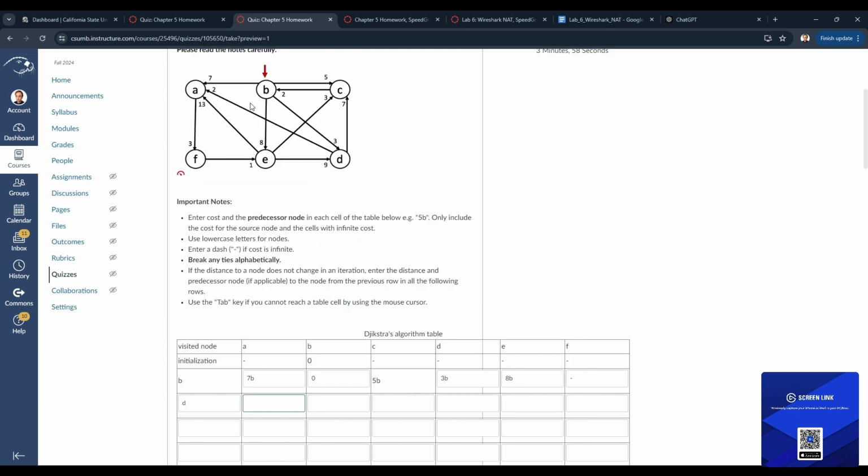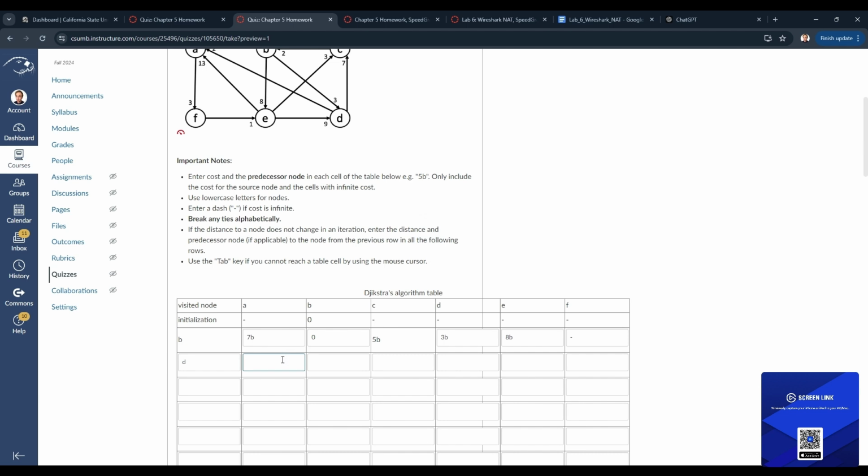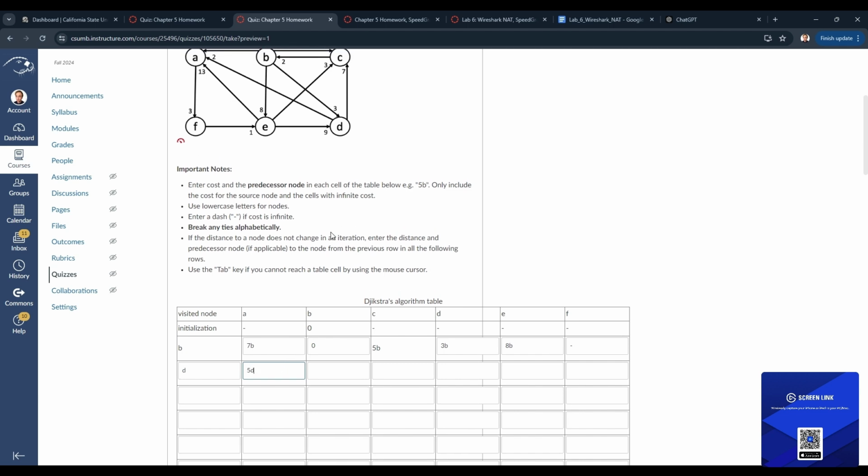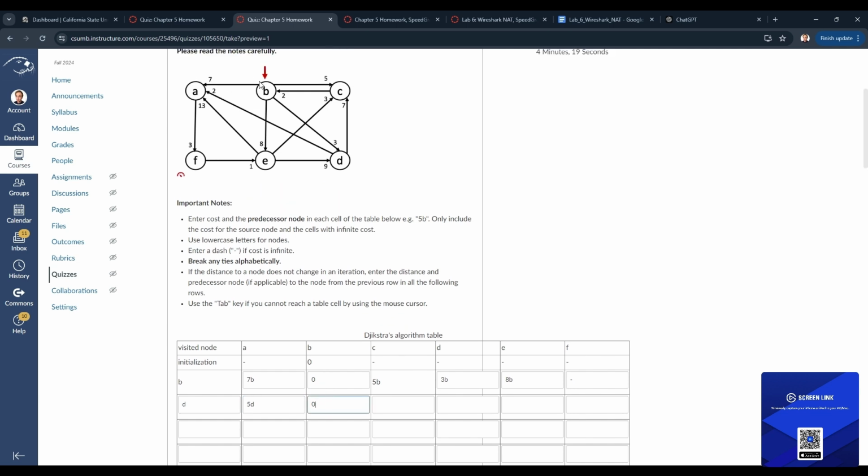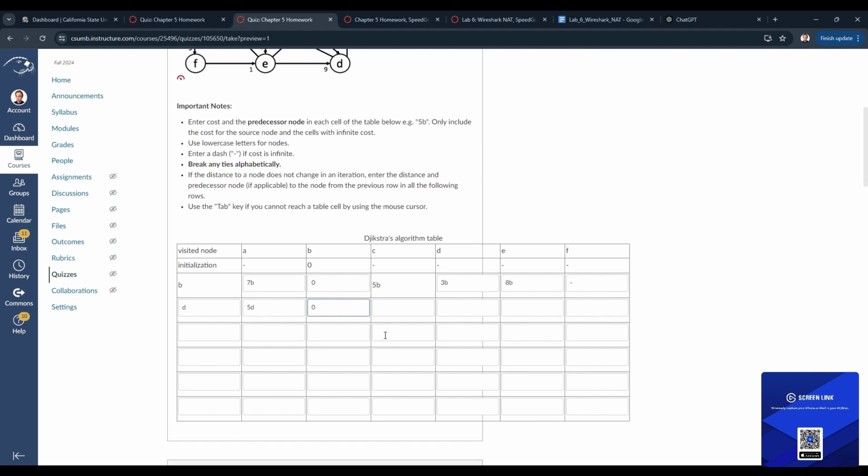So it was previously 7B, but now I'm looking at D and all of its neighbors, and I see that I can add a 2 to this 3, and my weight would be 5 instead of 7. So I'm going to add that as my new shortest path. That's going to be 5, and my predecessor node is going to be D. B, same thing, it's 0, because we're finding the weight from B to B, which is 0.